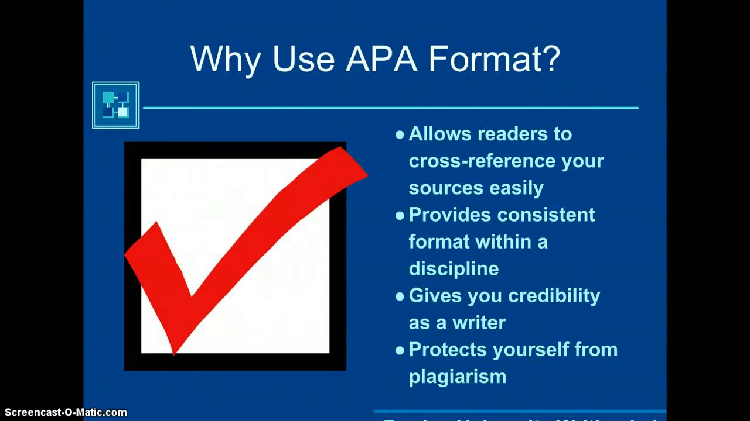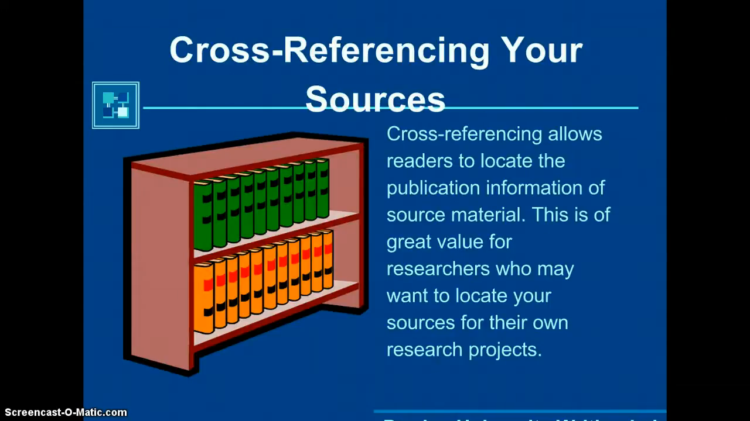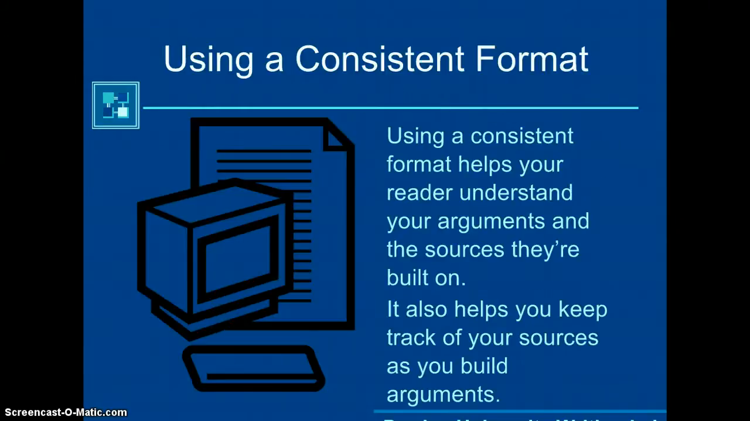It also gives you credibility as a writer, and it also helps you protect yourself from plagiarism. When you cross-reference your citations, that means that the people that are reading your writing can locate your sources for their own research projects if they wish. By being consistent with your protocol in APA, it helps the reader understand your arguments and know where to find your sources. It also helps you keep track of your own sources.